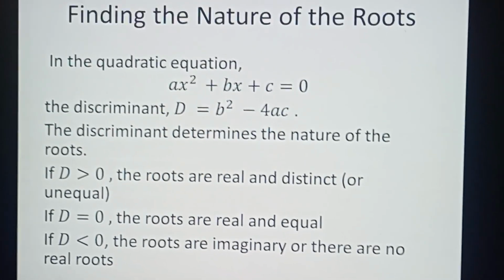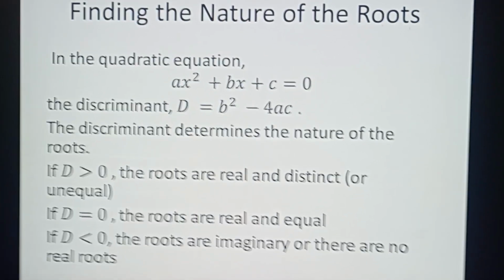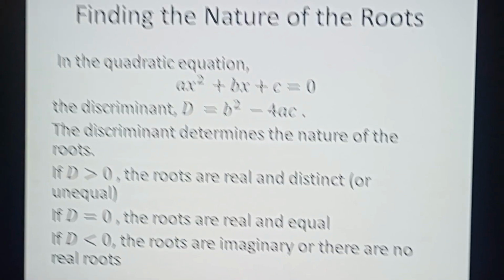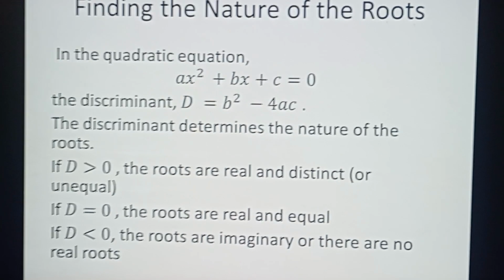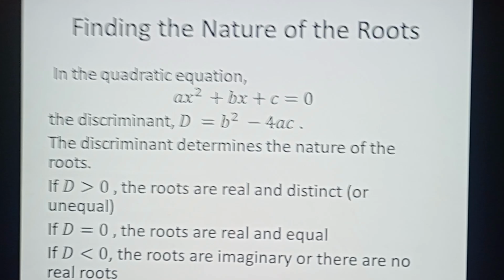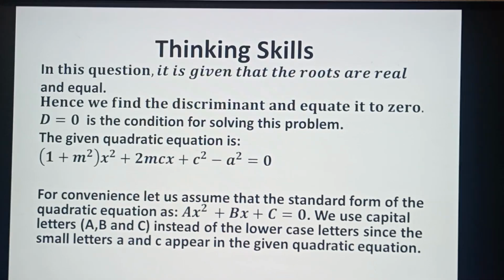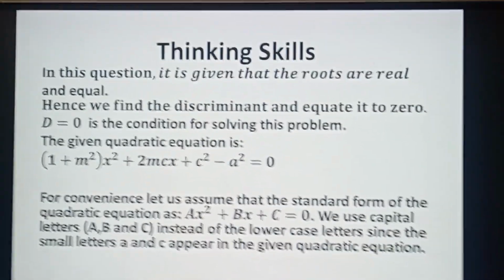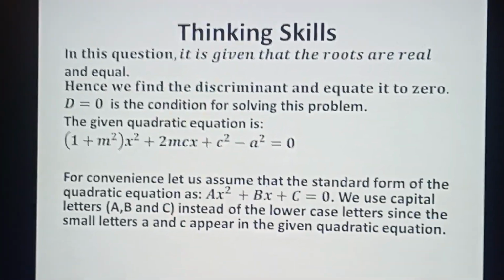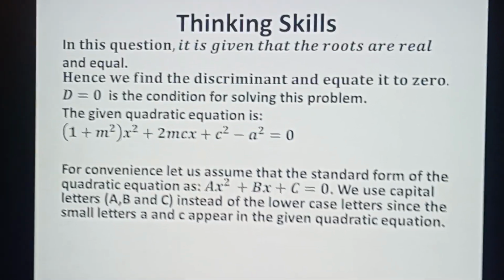In this question, we have been given that the quadratic equation has equal roots. So it is clear that we should use the condition that the discriminant D is equal to 0, that is, b² − 4ac = 0. Let us go to the solution. In the thinking skills, what we have to think of is applying the condition: find the discriminant and equate it to 0.